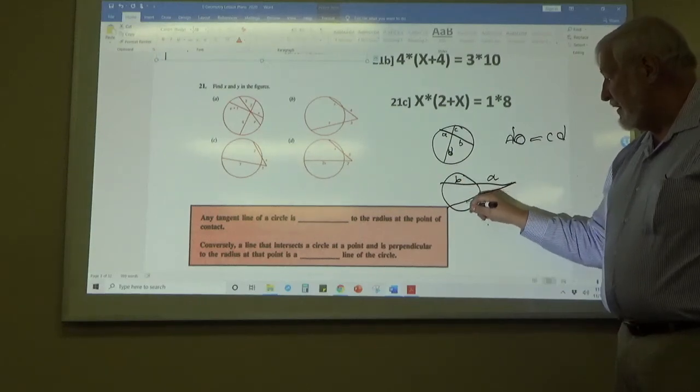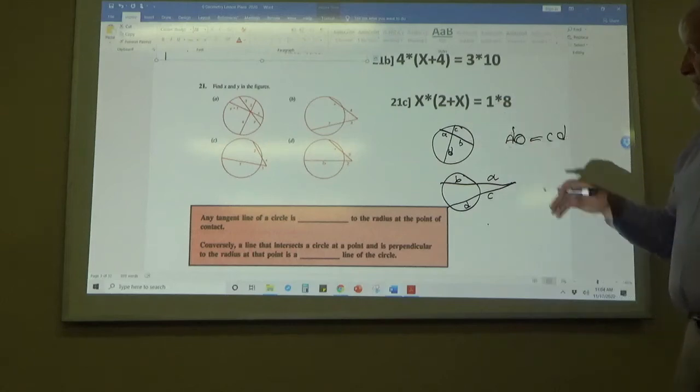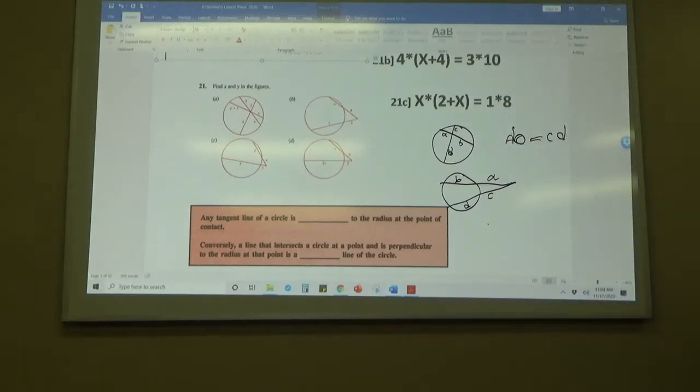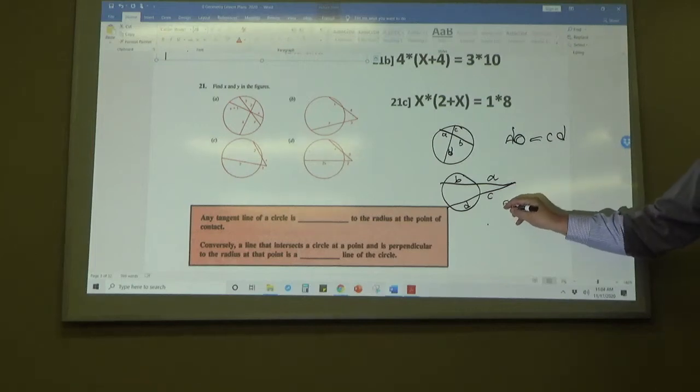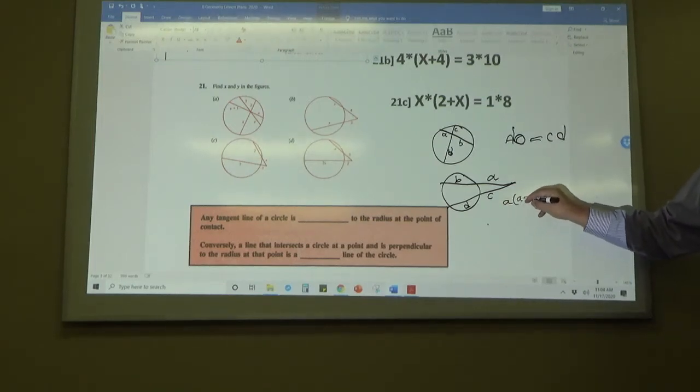Now, if it's outside, and it comes through like this, and this is A, this is B, this is C, and this is D. Now, do you notice that the designations are the same? But now, what's the multiplying I do here? It's A times A plus B equals C times C plus D. That's the tricky one.